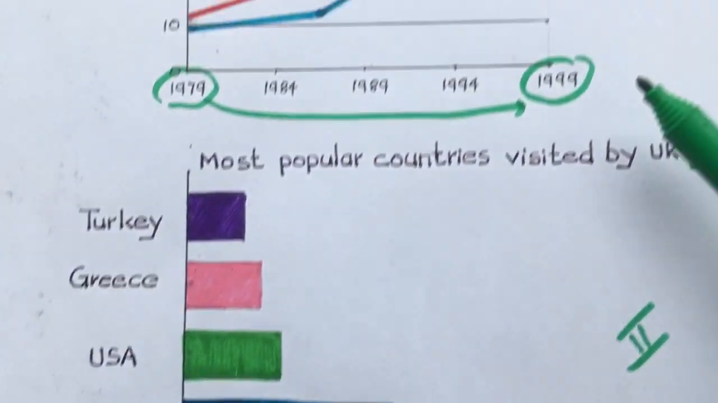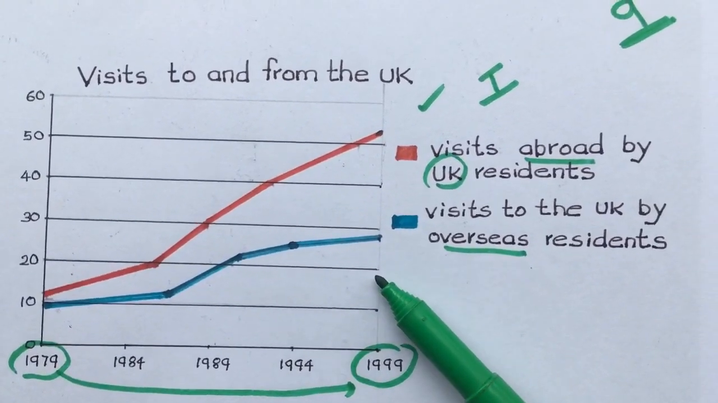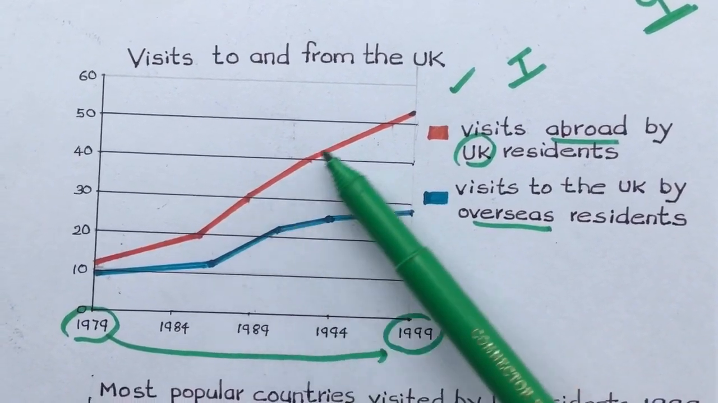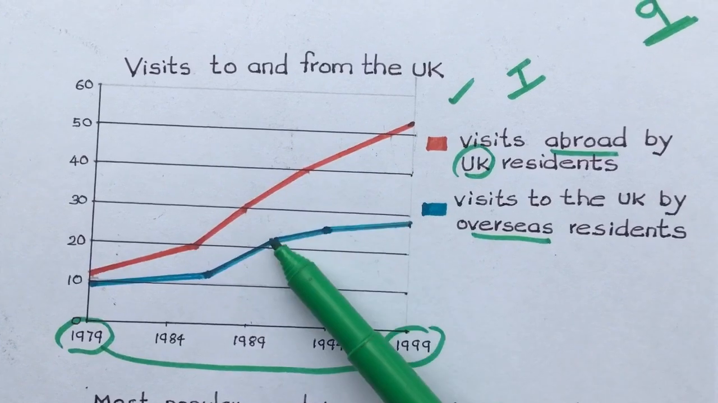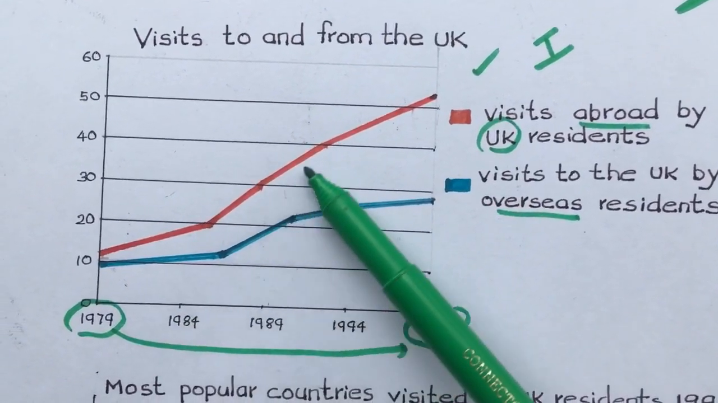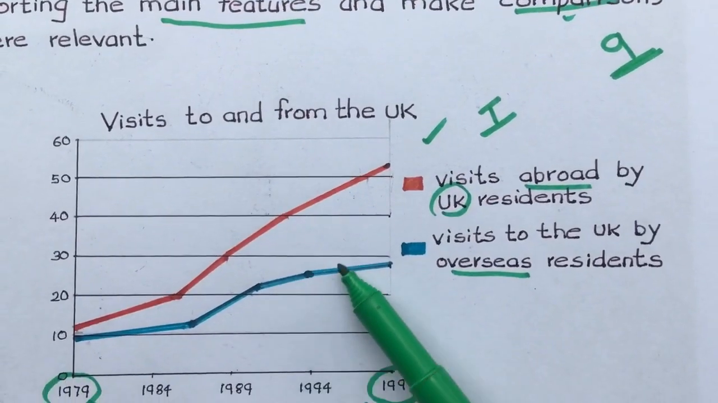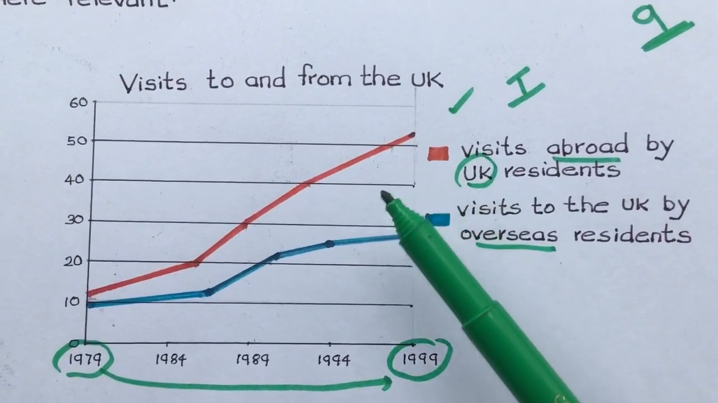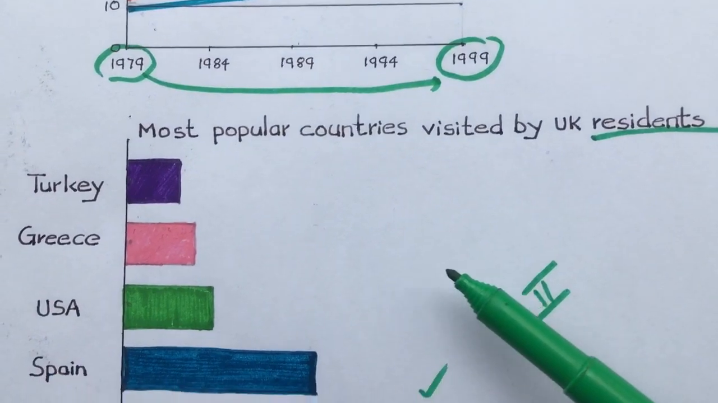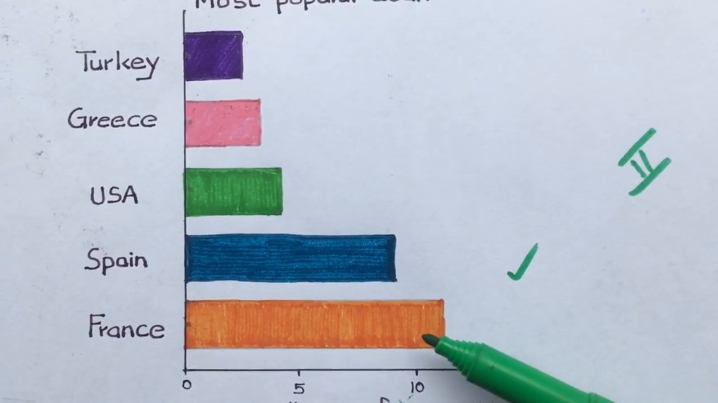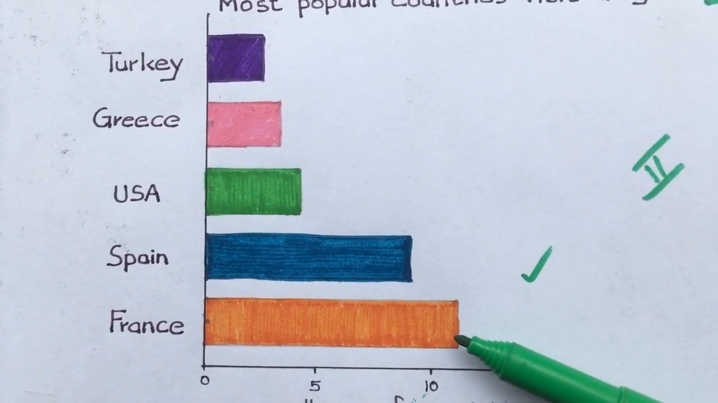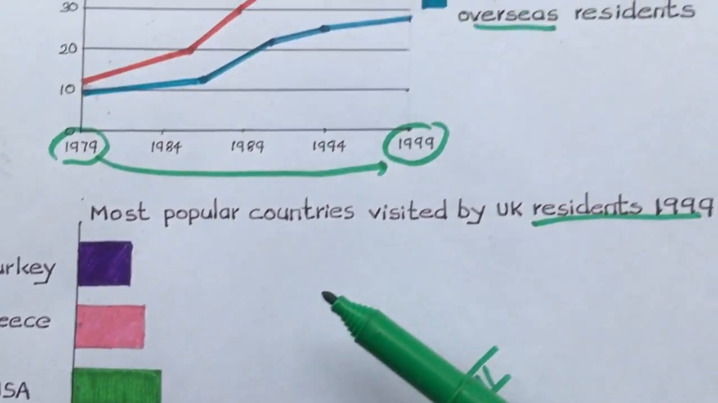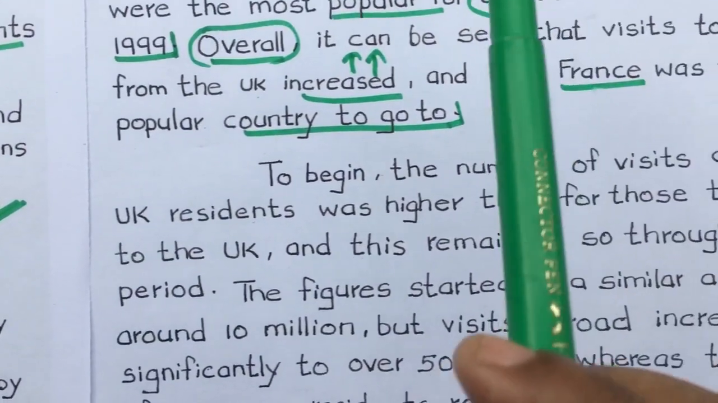See, when you see the first part over here, visits to and from the UK increased. See the trend, it is going upwards, okay. Even though it is much lesser, still the trend is going on, right? So increased, and then France was the most popular destination UK residents preferred, okay. So that is my overall conclusion about my introduction.